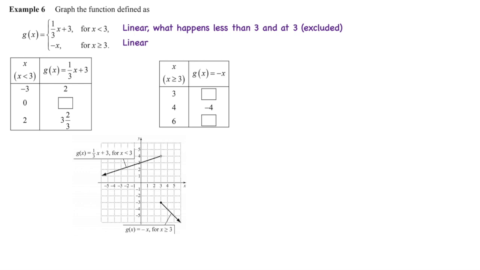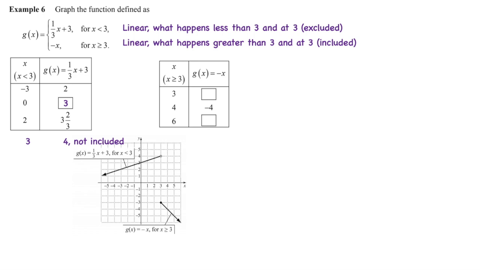Our second equation is also linear, and we also want to know what happens at 3, but this time it's included, and then those values that are greater than 3. So I'm first going to start by plugging in some values which are less than 3, so I can get an idea of what my graph might look like. When I plug in -3, 0, and 2, I get our values, but I'm also going to plug in 3 as well. Because I know that when I plug 3 in, I'll end up with 1 plus 3, which is 4. But keeping in mind that 4 cannot be included.